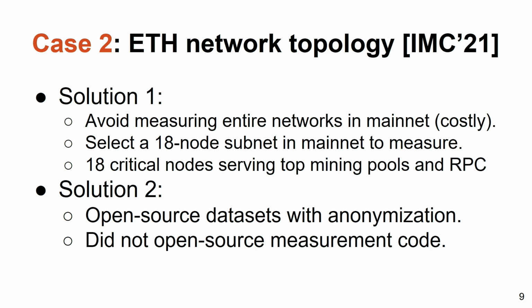The team gives two solutions. One is to avoid measuring entire networks in the mainnet. They select an 18-node subnet in the mainnet, measuring these 18 critical nodes serving top mining pools and RPC. The second solution is that they open source data sets with anonymization. For this, it is hard for attackers to find the weakest link in this topology. They didn't open source the measurement code.